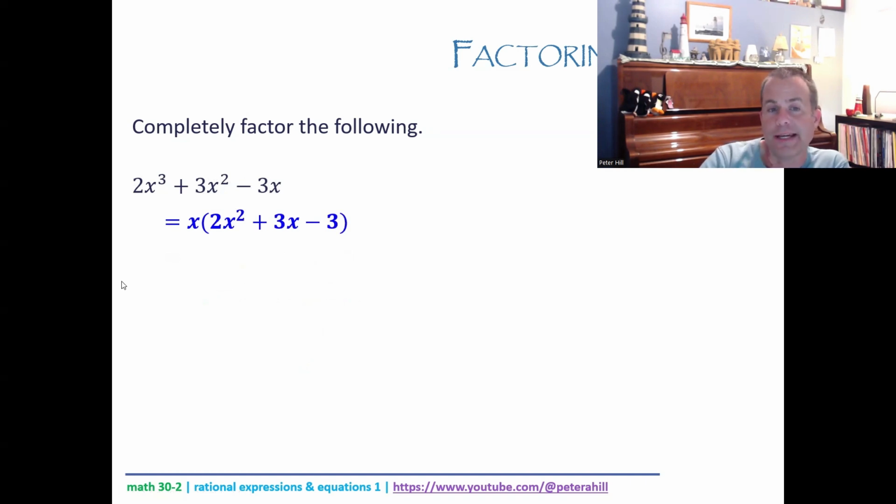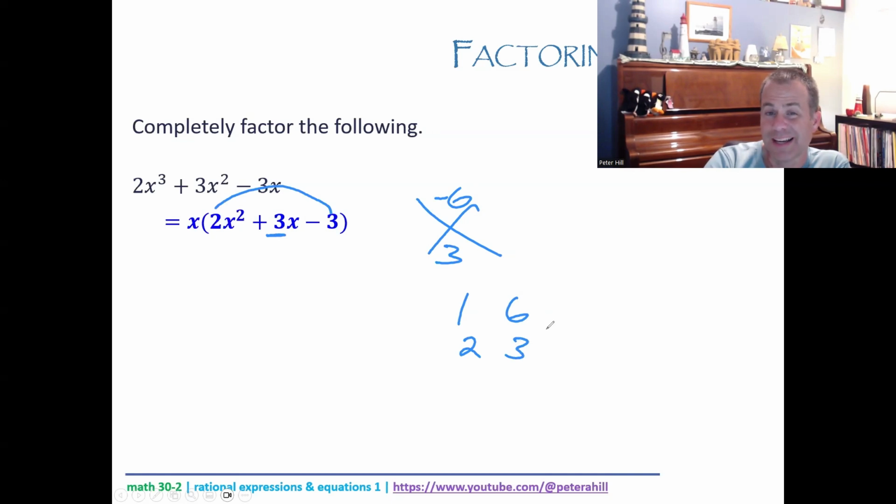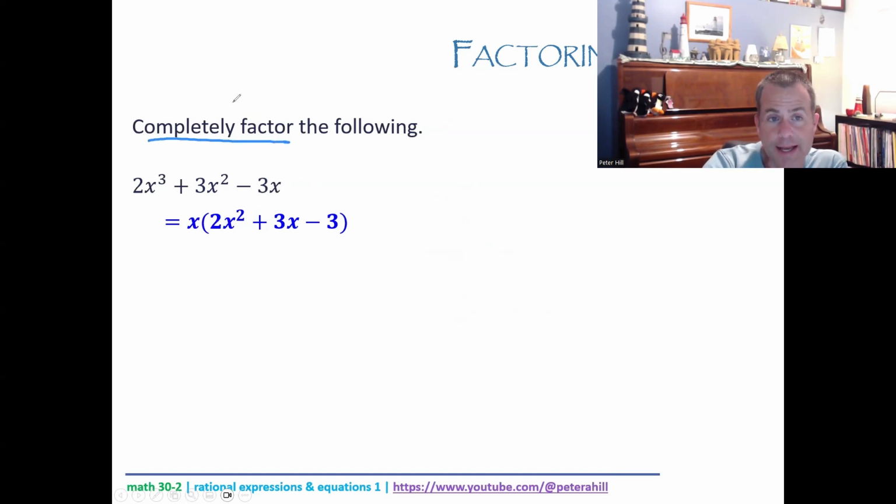I then think, can I look for two numbers that multiply together to give me -6 and add together to give me 3? Well, I've got a 1 and 6. There's no way to get 3 out of that. And I've got a 2 and 3. There's no way to get 3 out of that. Those are my only factors of 6, which means no, the intent of the question was just to take out the x. There is nothing further I can do here. I have completely factored it.